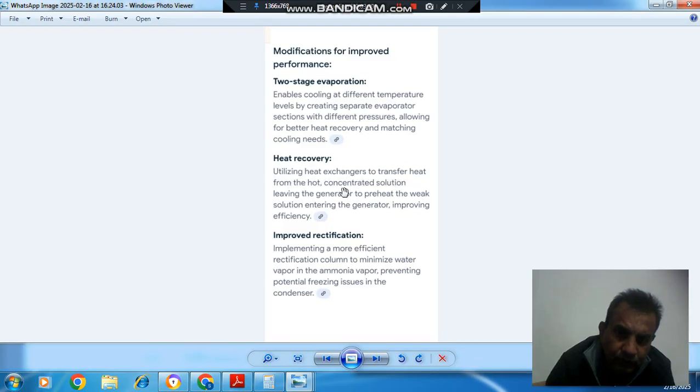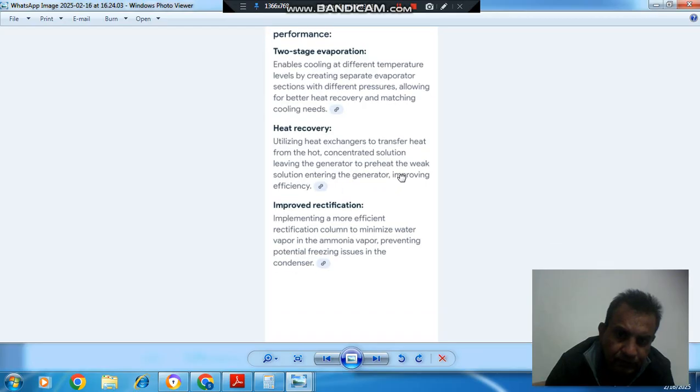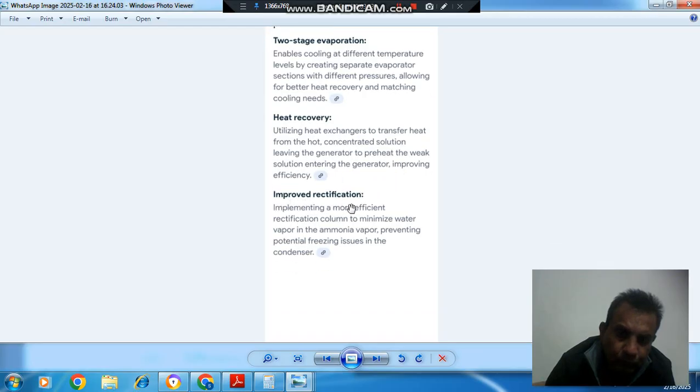utilizing a heat exchanger to transfer heat from the hot concentrated solution leaving the generator to preheat the weak solution entering the generator, improving efficiency. Next is improved rectification, implementing a more efficient rectification column to minimize water vapor in the ammonia vapor, preventing potential freezing issues in the condenser.